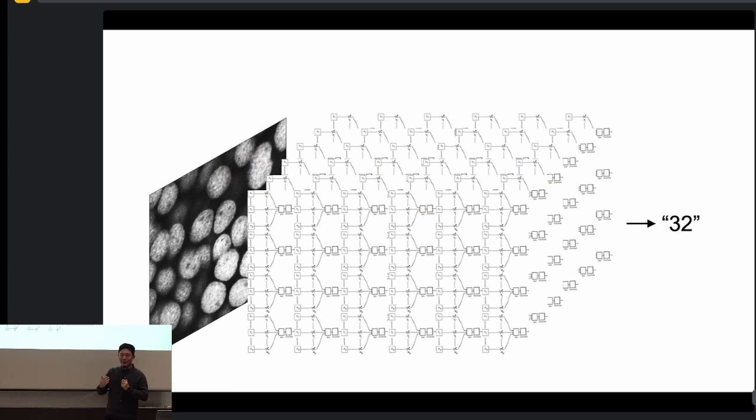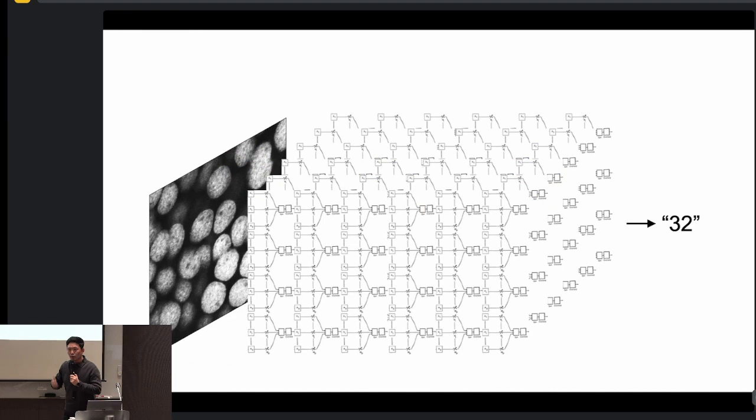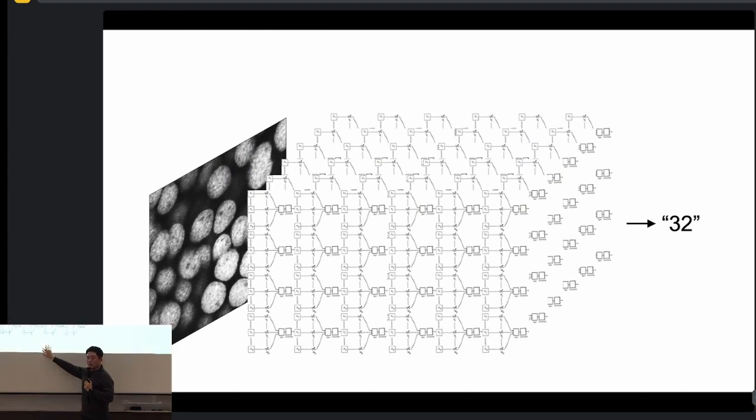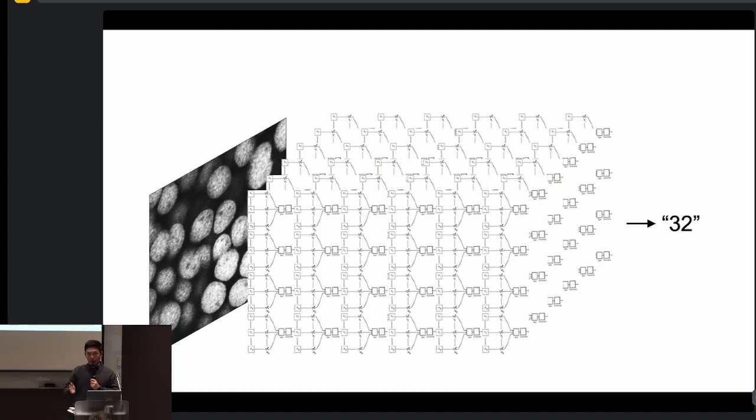But the problem is that it's computationally very expensive, and it requires a lot of data, because there is a tremendous number of weights. So we need computation, and we also need more data to find better weight values. That's the blocker of deep learning at the time.